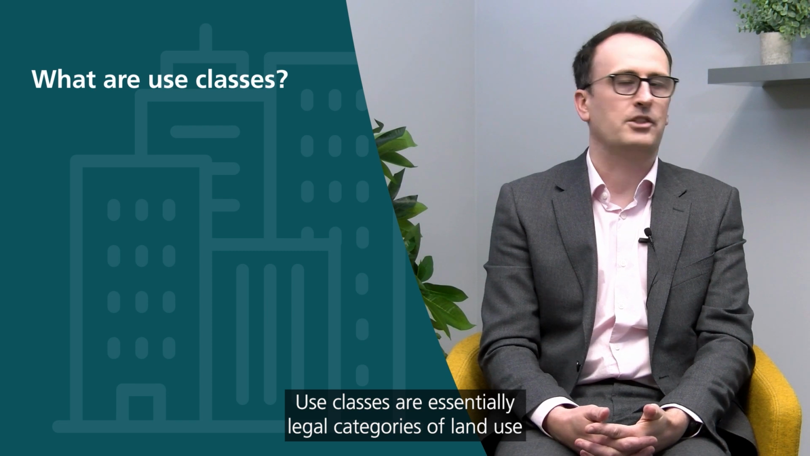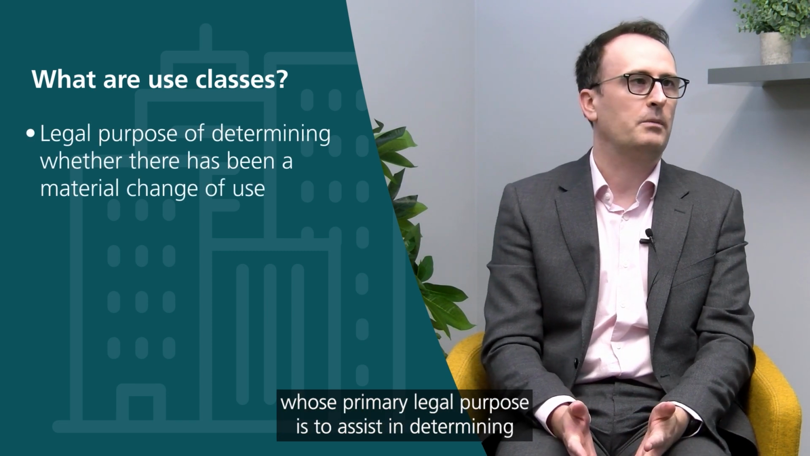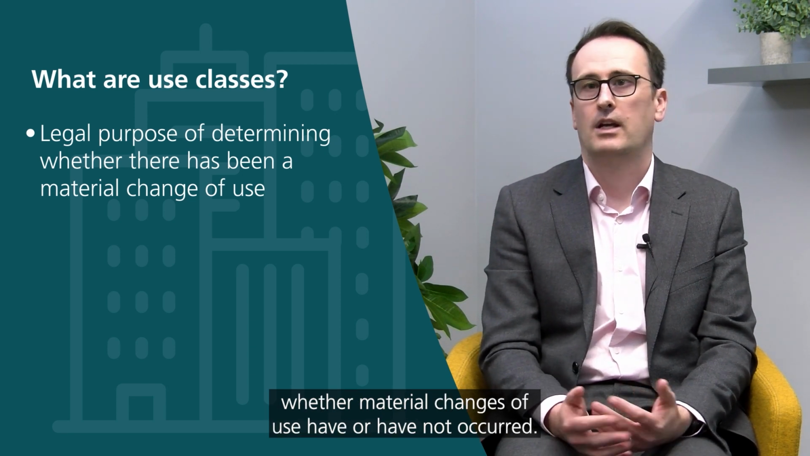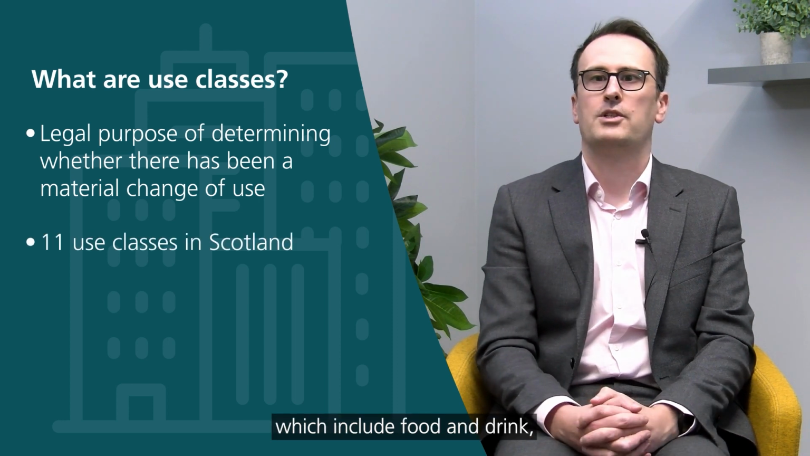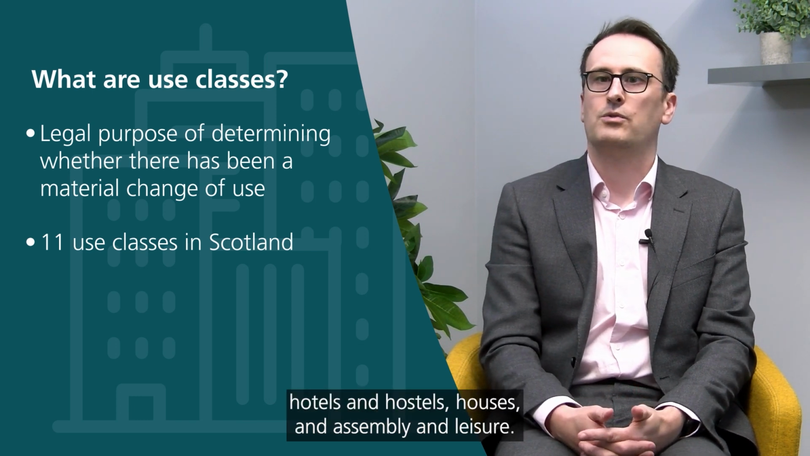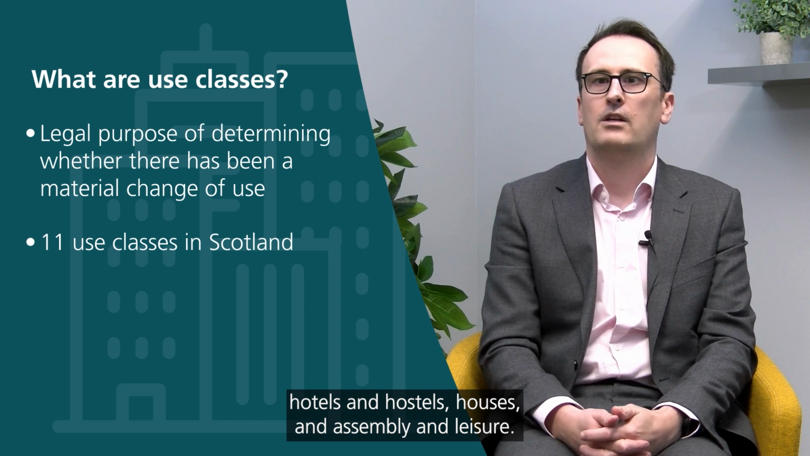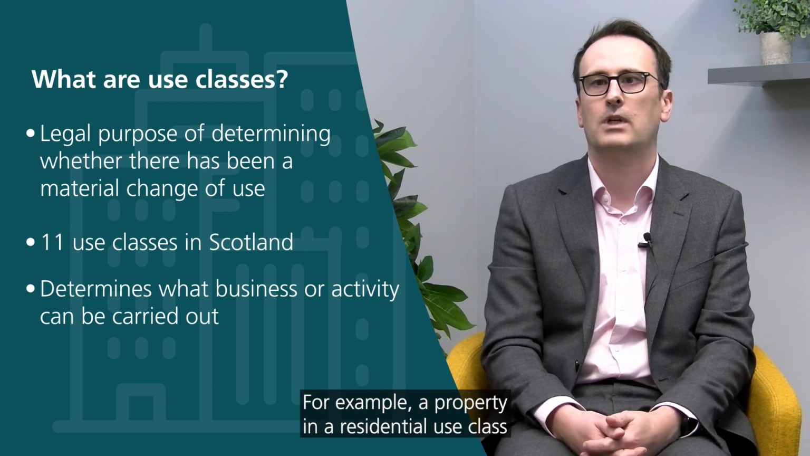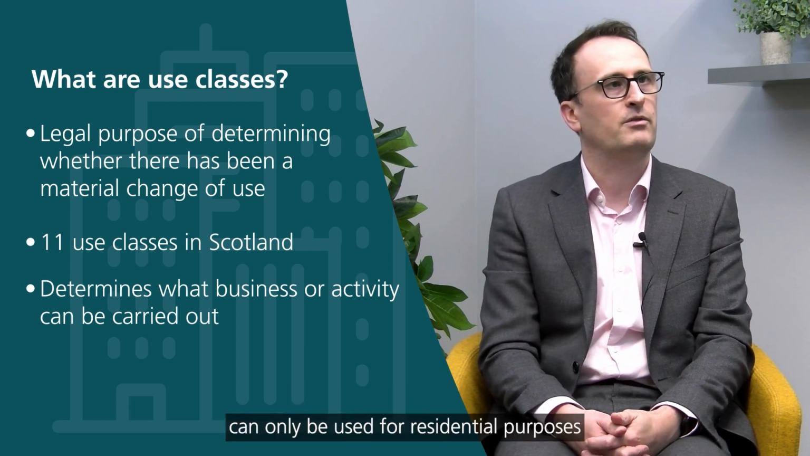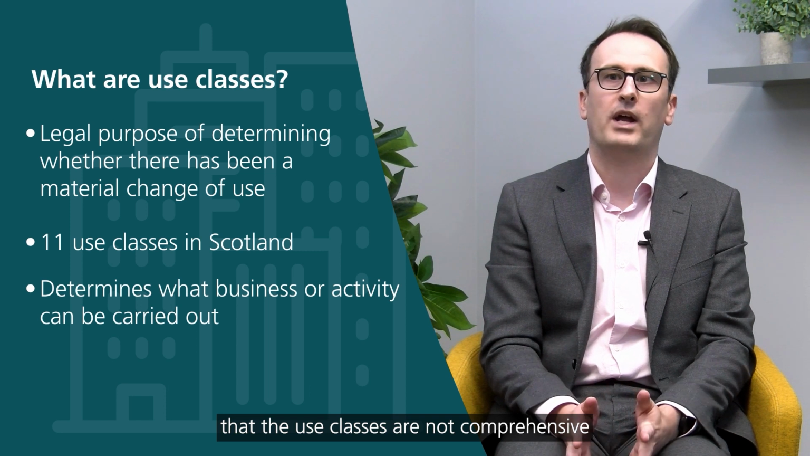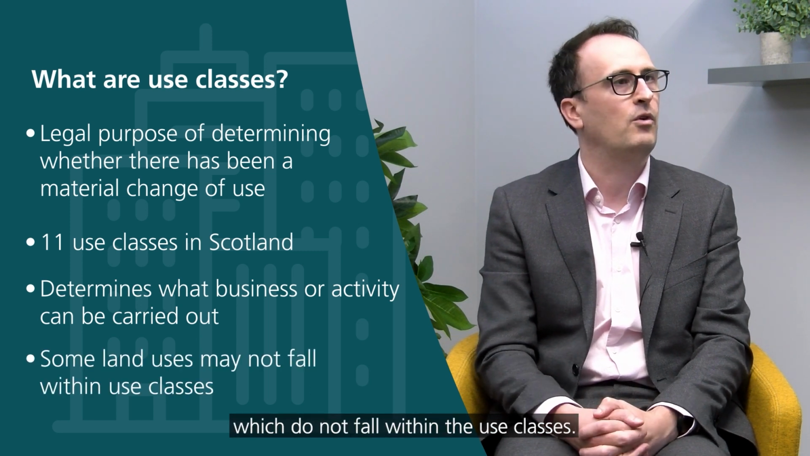Of course. Use classes are essentially legal categories of land use whose primary legal purpose is to assist in determining whether material changes of use have or have not occurred. In Scotland, there are 11 use classes, which include food and drink, business, storage or distribution, hotels and hostels, houses, and assembly and leisure. The use class of a property determines what type of business or activity can be carried out there. For example, a property in a residential use class can only be used for residential purposes or a bed and breakfast. It should be noted that the use classes are not comprehensive and there will be some land uses which do not fall within the use classes.